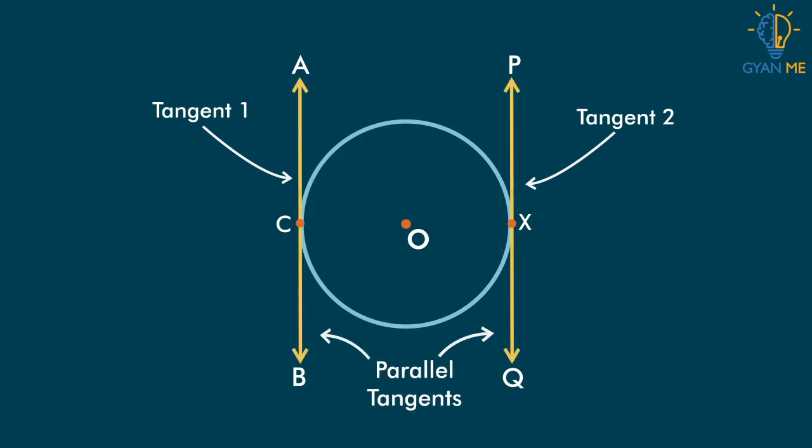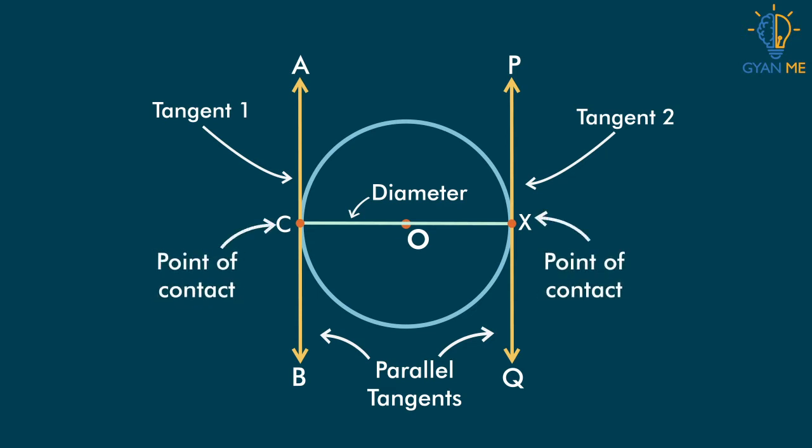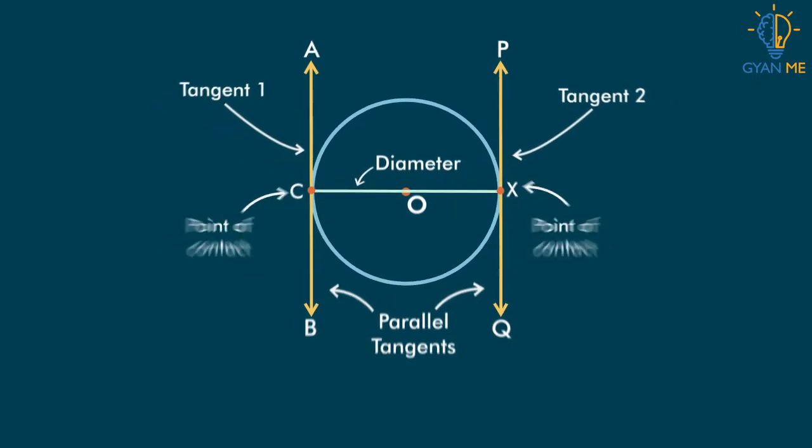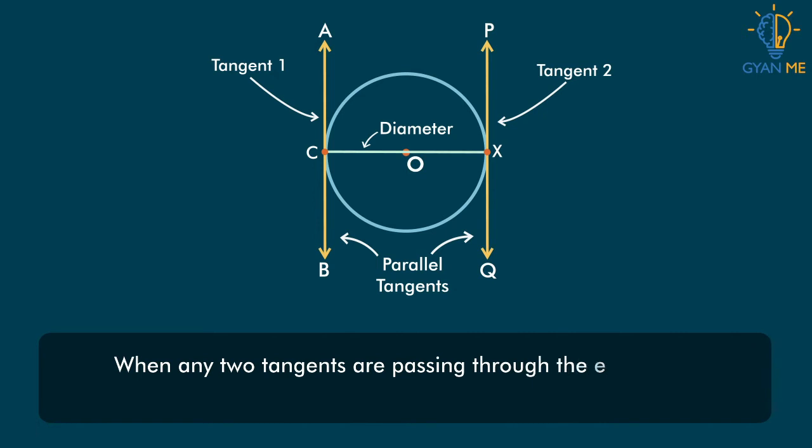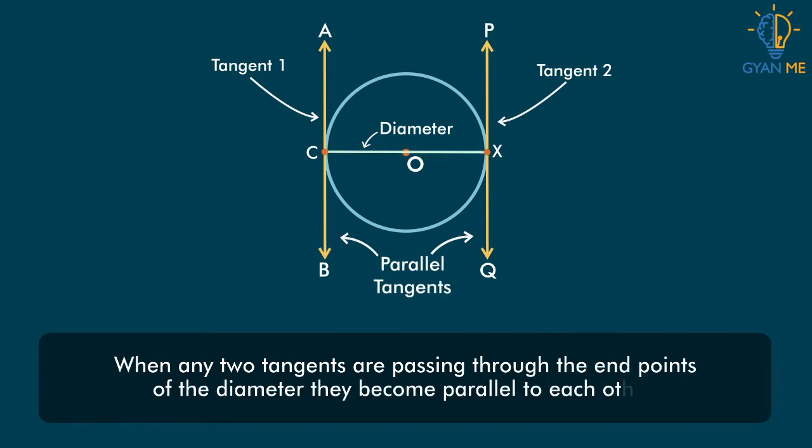Now students, draw a diameter at the points of these tangents. You see that the point of contact is nothing but the end points of this diameter. Thus, in other words, when any two tangents are passing through the end points of the diameter of the circle, they will become parallel to each other.